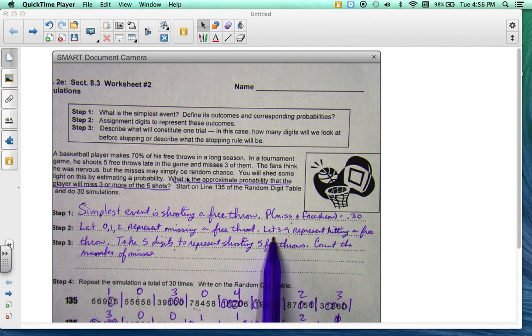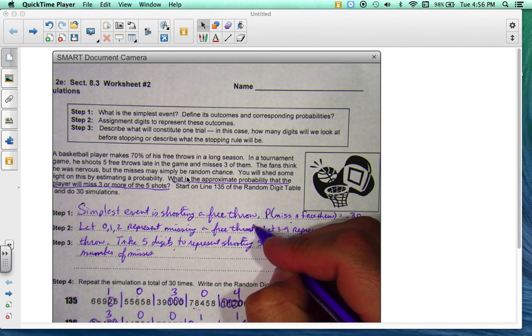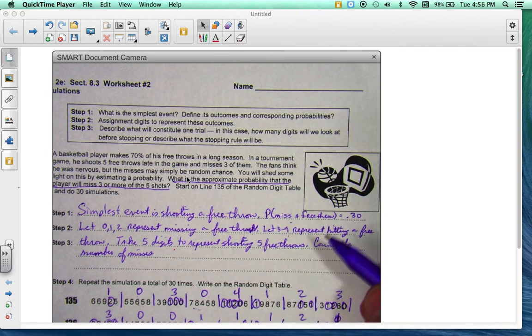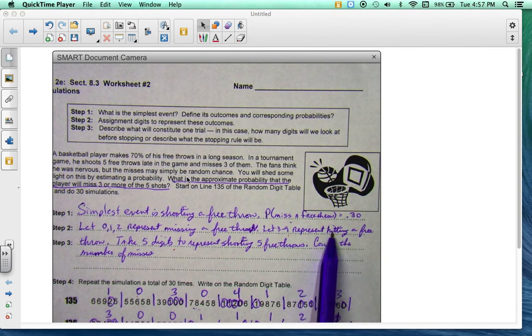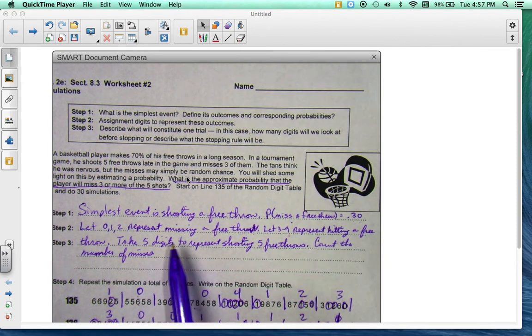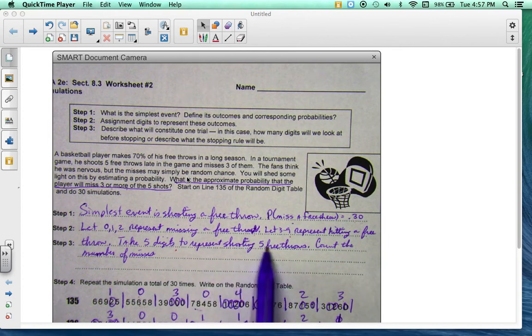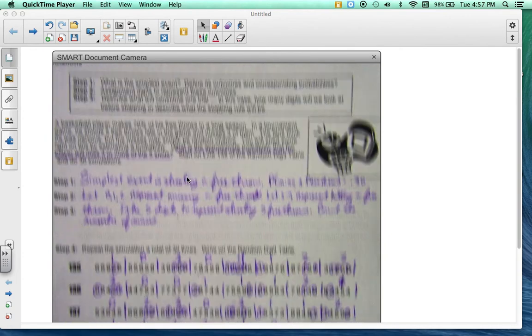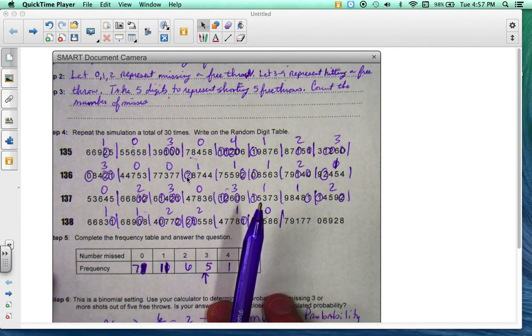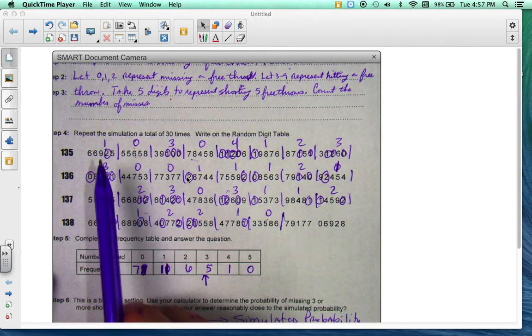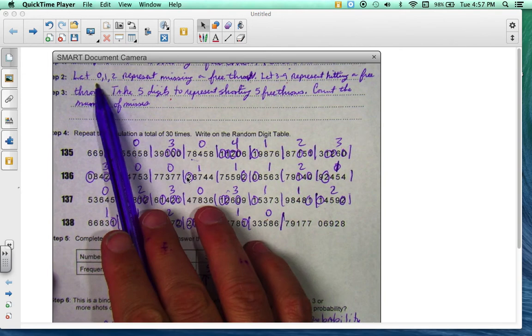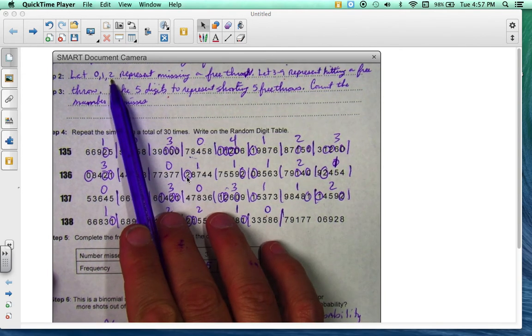And this is a W, okay, a free throw. And 3 through 9 represent hitting a free throw. And then we're going to take 5 digits at a time to represent shooting 5 free throws. And then we're going to count the number of misses. Okay, now remember, as we talked about in class, you got to circle all the 0s, 1s, and 2s. I don't care about any other number, just the 0, 1, and 2.